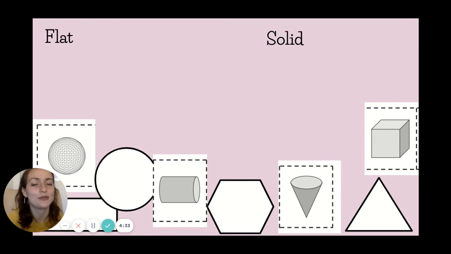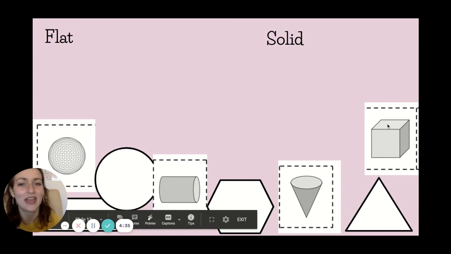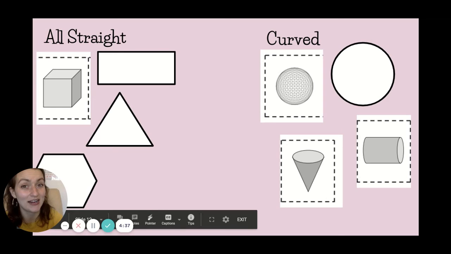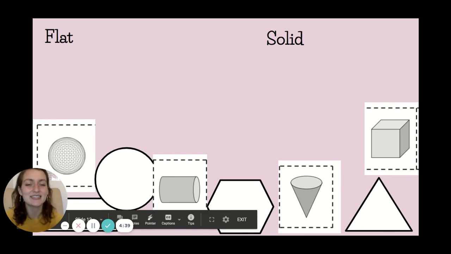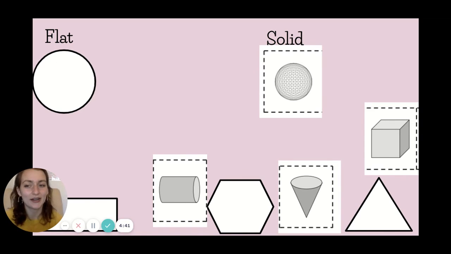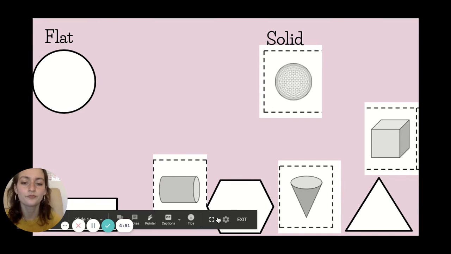Okay, now we're going to organize them into flat and solid. I think this one is going to be way easier than all straight and curved. So let's get started. The first one we're going to organize are circles and spheres. We know that circles are flat shapes and spheres are solids. Even though they look a lot alike, they're actually a little bit different. We have a flat circle and a solid sphere.